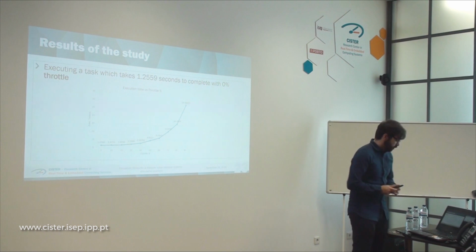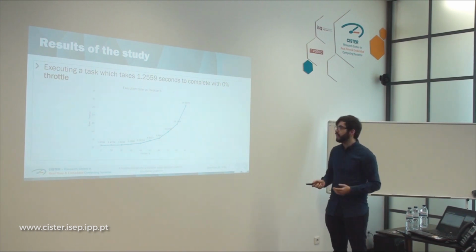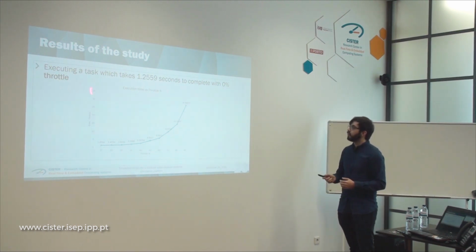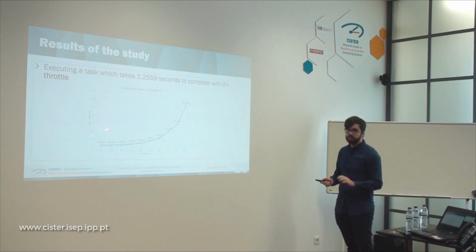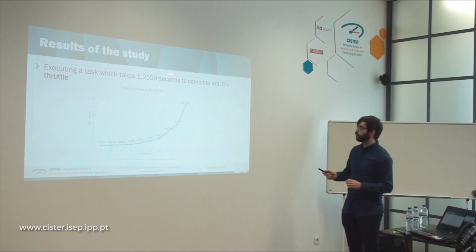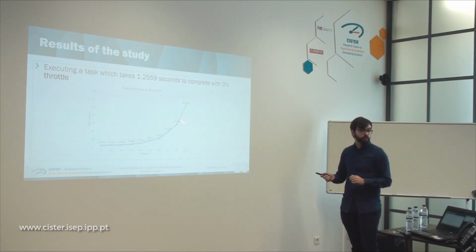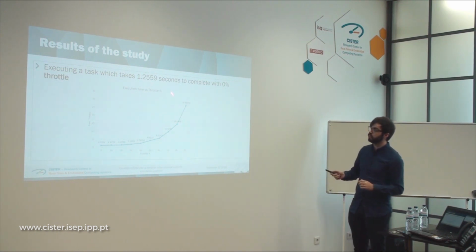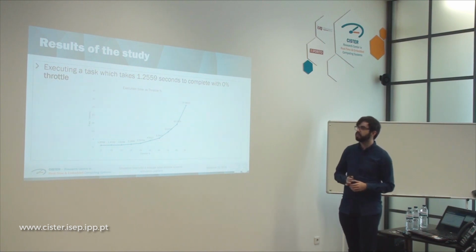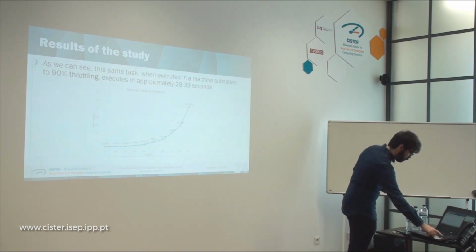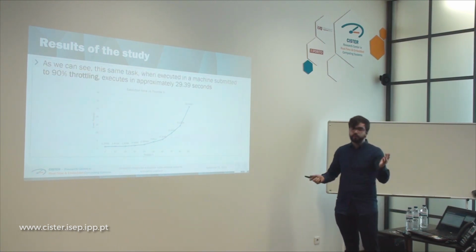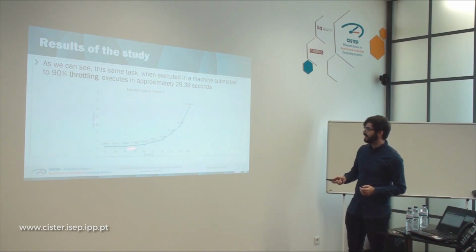Okay, so here we have an example, a little bit of data that we obtained. A task that took 1.2 seconds approximately with no throttle, 0% throttle. At 90% throttle, it actually took 30 seconds. We measured it on the host machine, it took 30 seconds to execute.